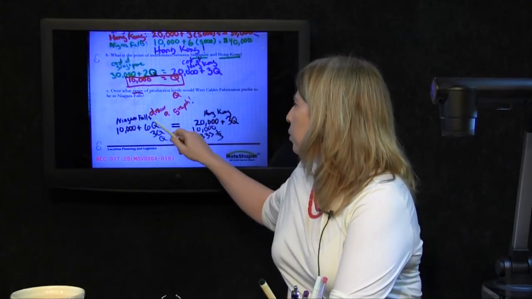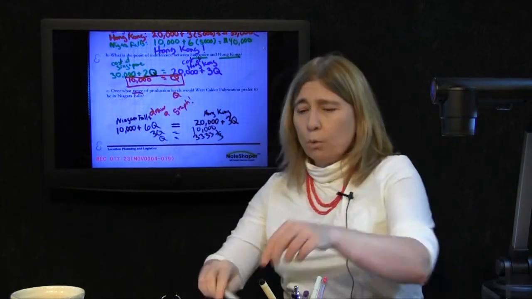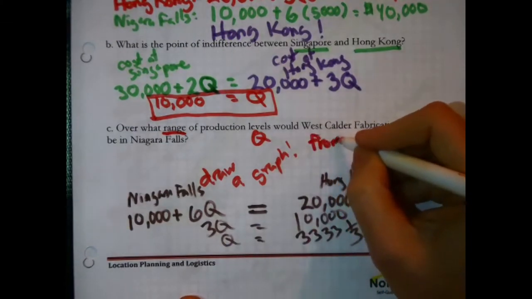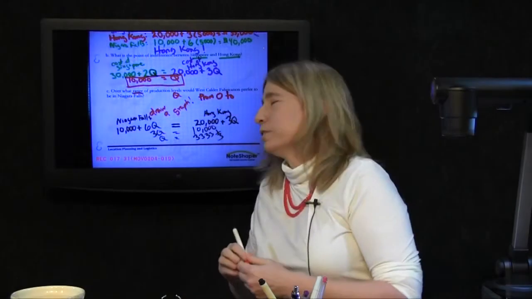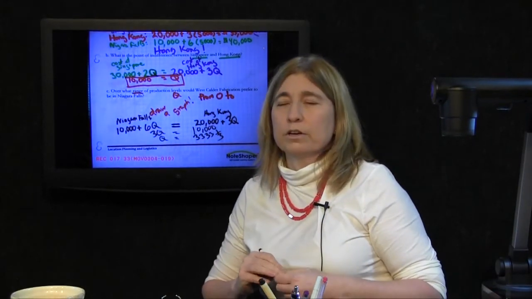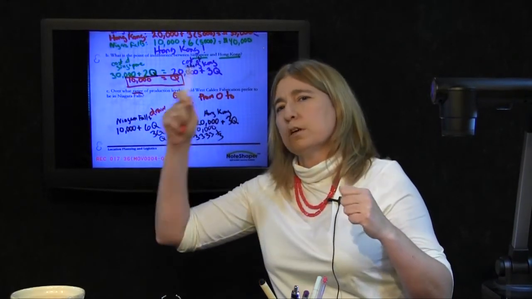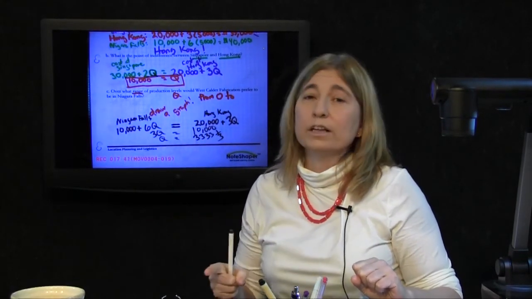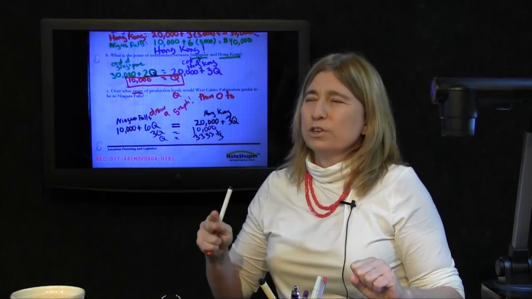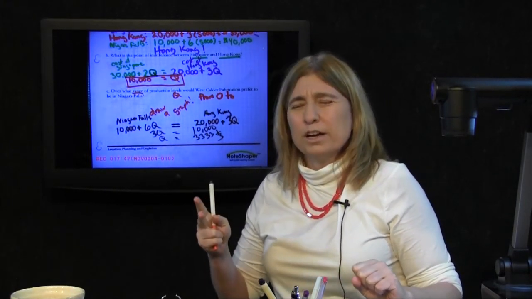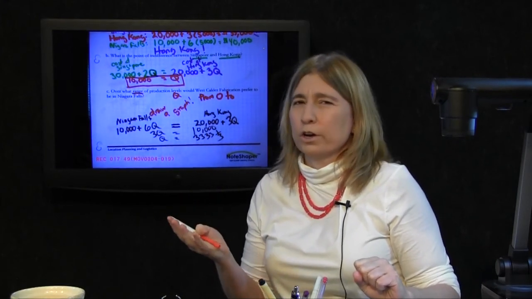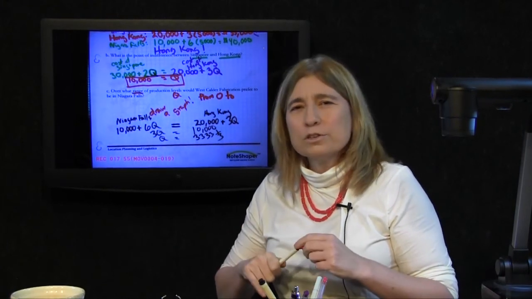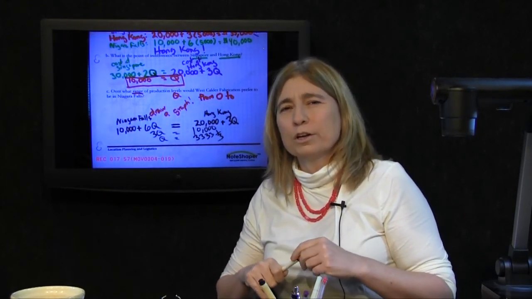The question is over what range of production levels. Well, it definitely starts at 0. To answer the question, from 0 to, now you might be tempted to say 3,333 and a third, and okay, it's not strictly wrong because it is up to the point of indifference, although remembering, one, at the point of indifference you don't strictly prefer Niagara Falls, and two, with this West Calder fabrication, is it possible to make a third of something, whatever it is that they're producing? We really don't need to stress about the one-third though.